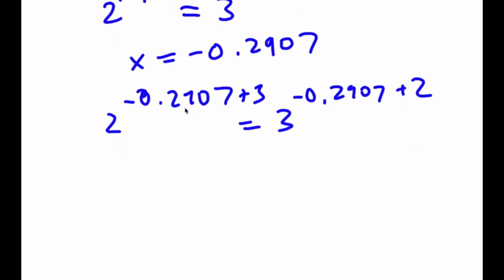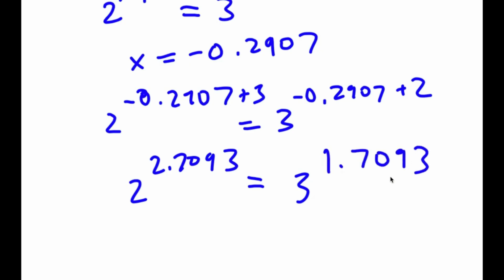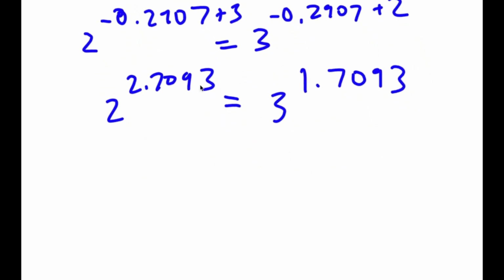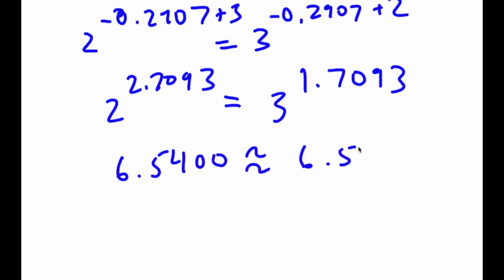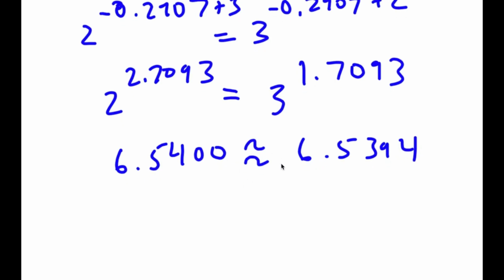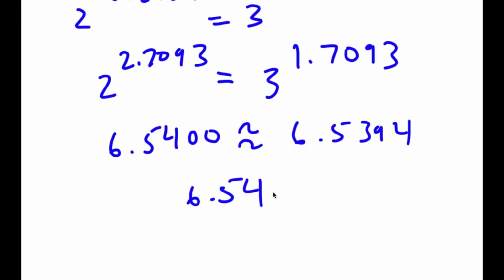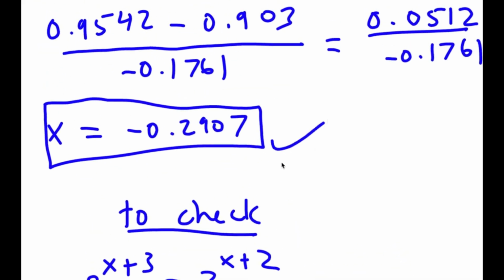So now negative 0.2907 plus 3, that's going to equal 2.7093. And negative 0.2907 plus 2 is equal to 1.7093. So now, if you plug this into a calculator, you get 0.5400, which is equal to approximately 0.5394. And these two round up to each other. So 6.54 is equal to 6.54, and because this is right, our solution is right as well.